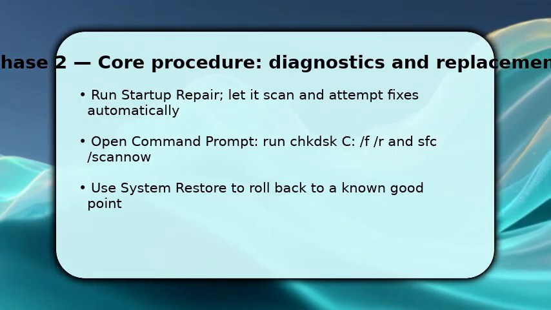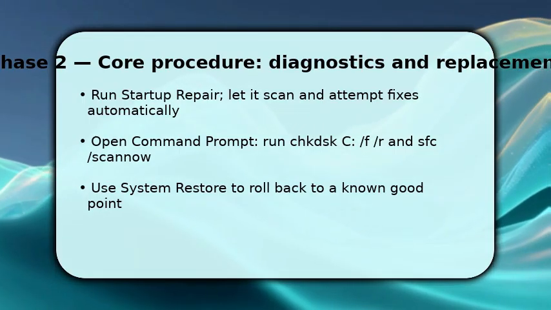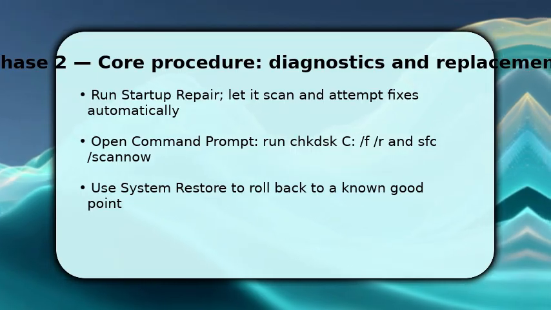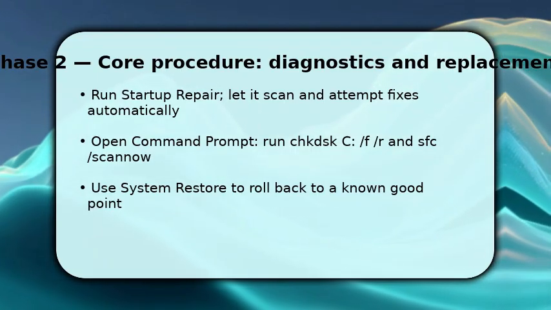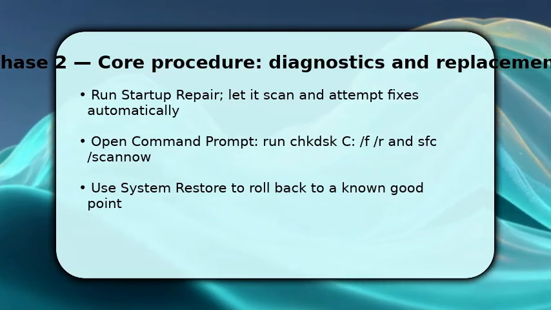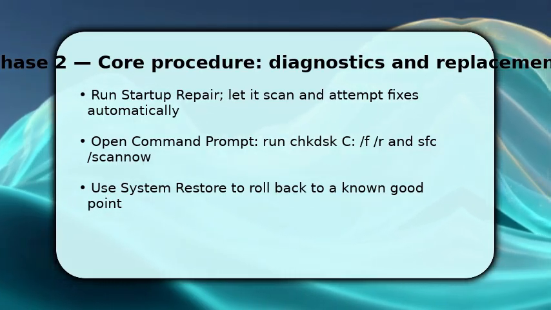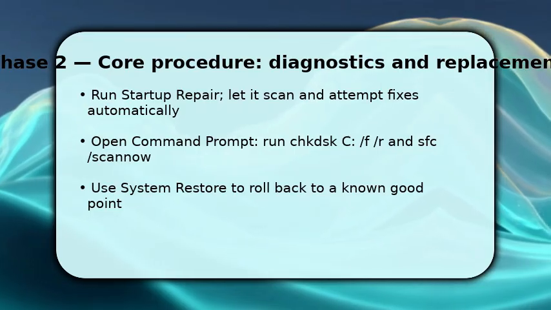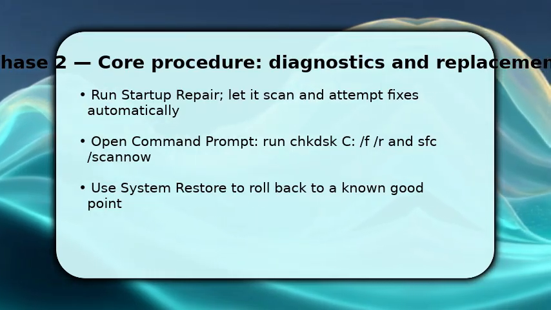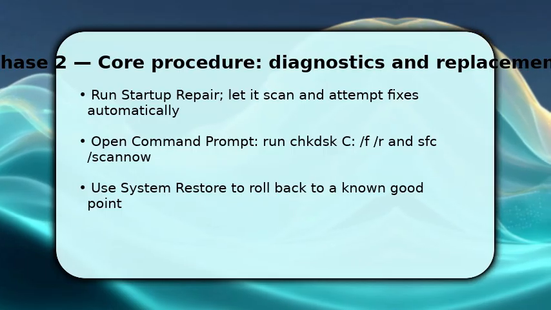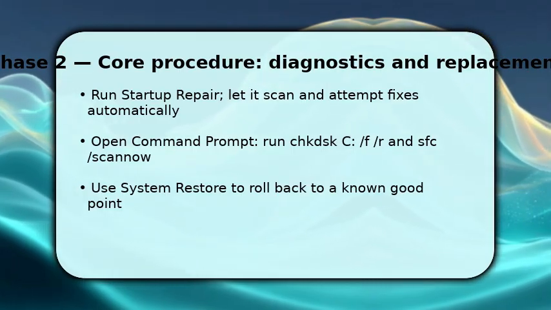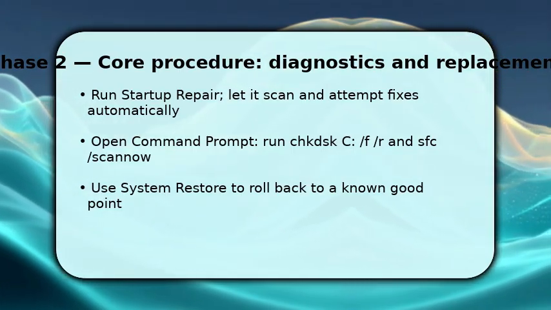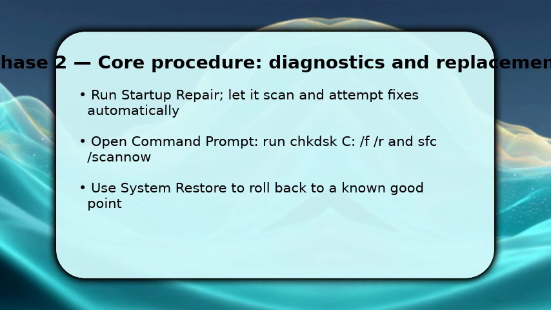It detects damaged boot configuration or missing files and applies fixes automatically. If problems persist, open Command Prompt, run chkdsk c: /f /r to fix disk errors, then sfc /scannow to repair protected system files. After those complete, try System Restore to roll Windows back to a stable point. This undoes recent changes without affecting personal files.